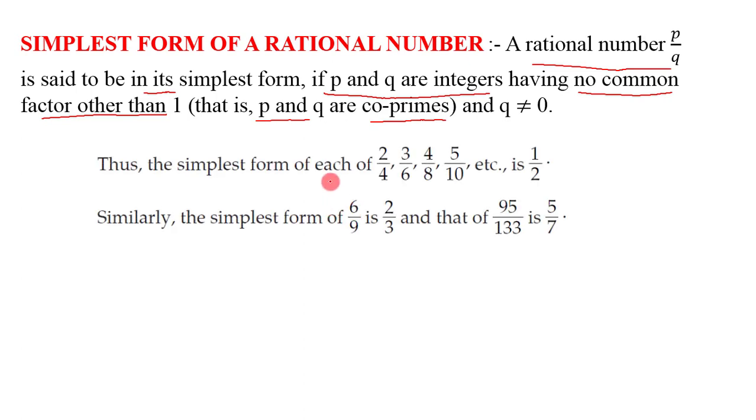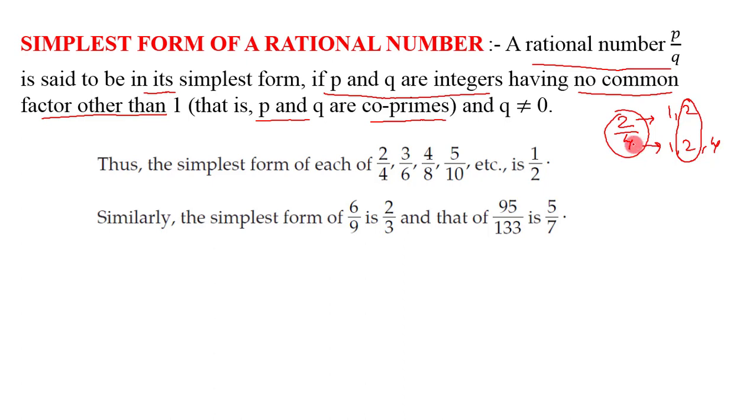The simplest form of 2 by 4. What is the simplest form of 2 by 4? Let us suppose this is a rational number. In this rational number, 2 is the numerator and 4 is the denominator. What are the factors of 2? They are 1 and 2. Factors of 4 are 1, 2, 4. That means this numerator and denominator have 2 as a factor other than 1. So we cannot say that 2 by 4 is in simplest form.